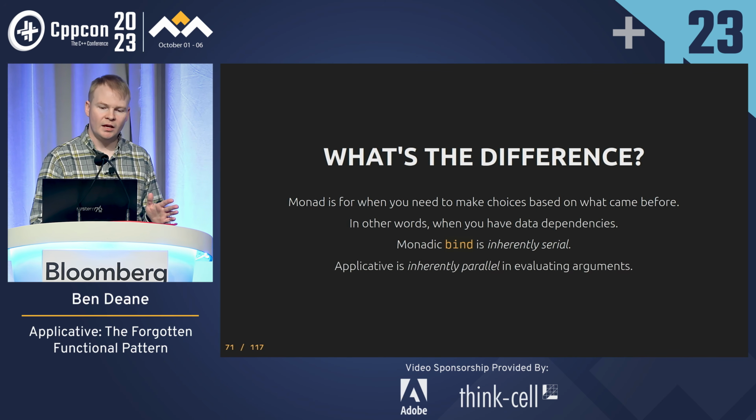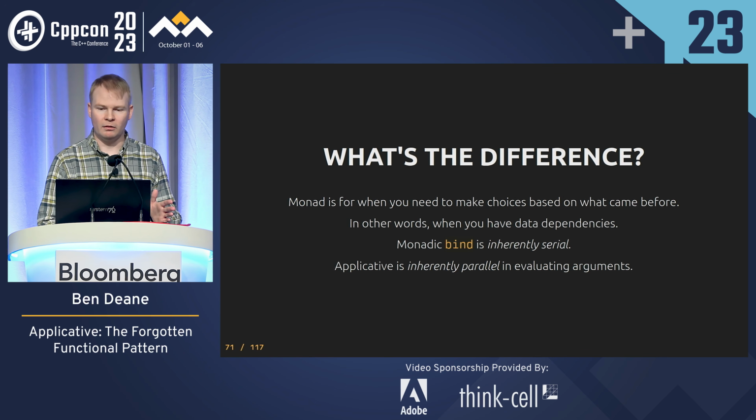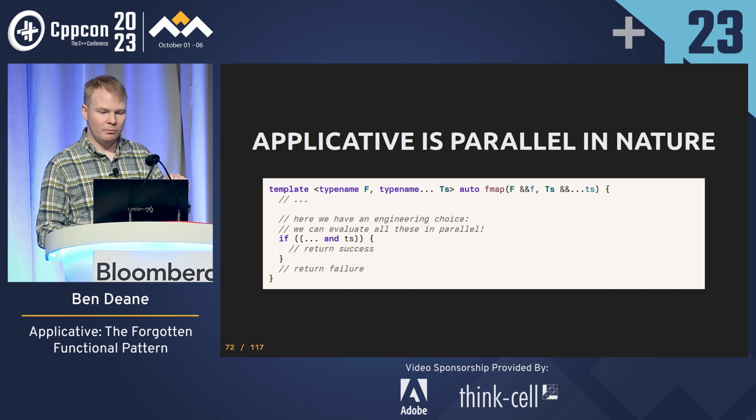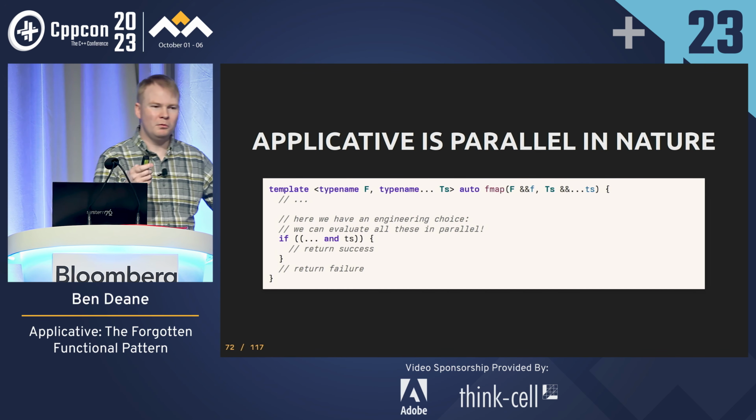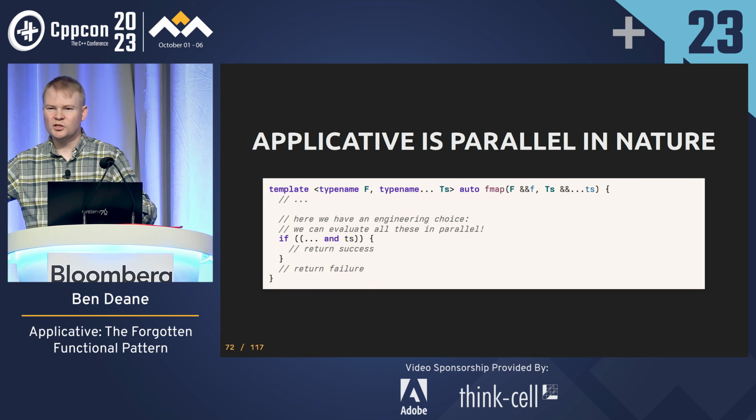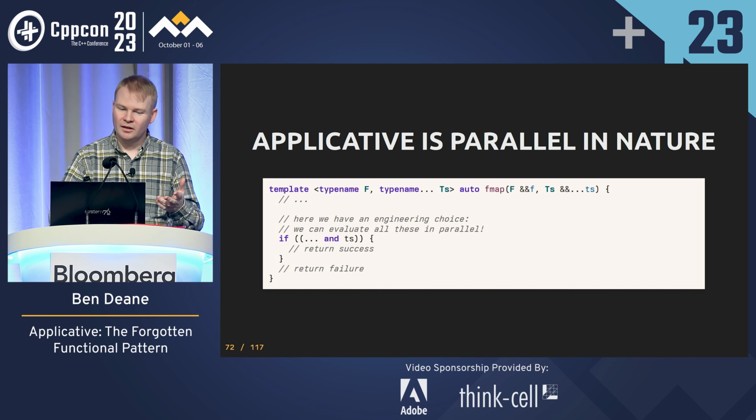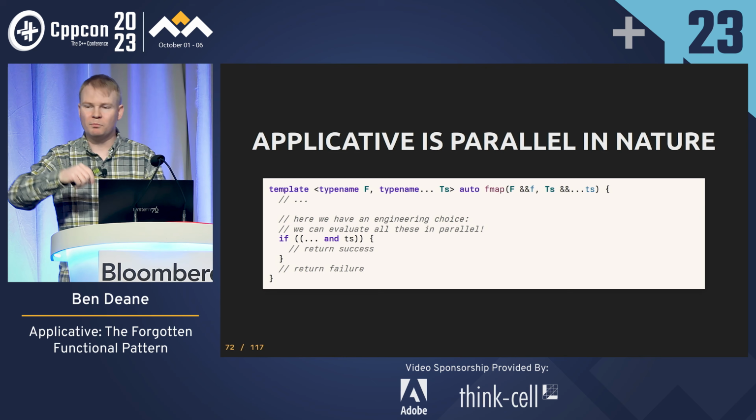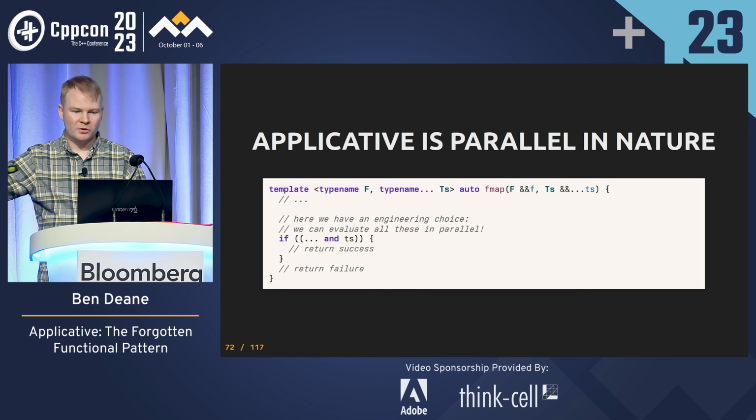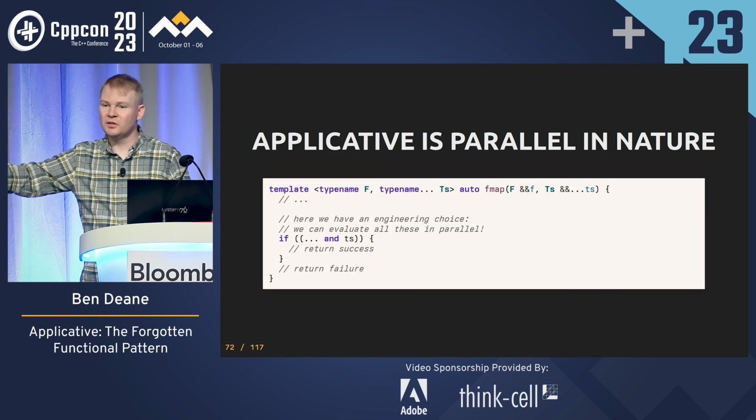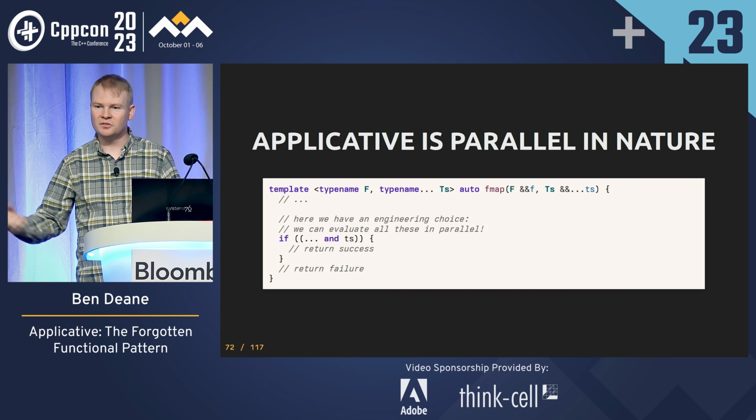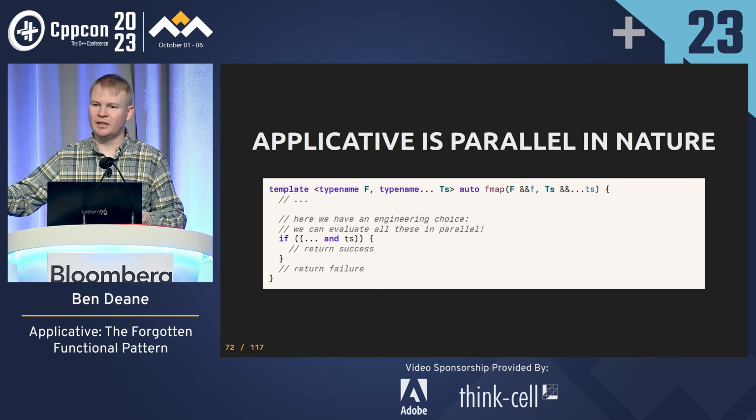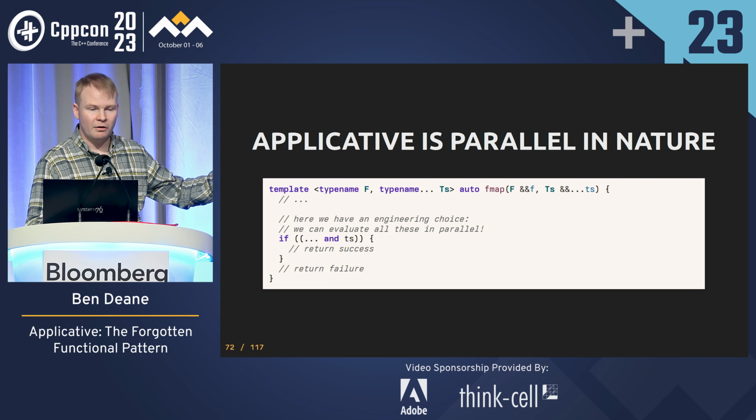Applicative is different. Applicative is inherently parallel, right? Now, I showed fmap, variadic fmap, and we have a fold expression. And of course, we know fold expressions are sort of short-circuiting and serial, but that's an engineering choice here, right? All of these, this function applied to all of these arguments, or what's inside these arguments, evaluating the engagedness of all those optionals. It's an engineering choice whether we do that in parallel or not. They're all independent at that point. That computation could run in parallel, right?